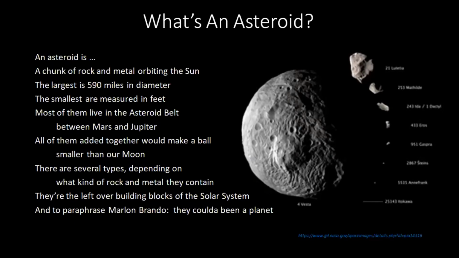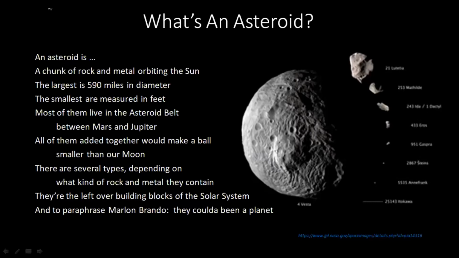Now, most asteroids live in the asteroid belt between Mars and Jupiter, and we'll talk a little later on about why that happened. And they're very small. All of them added together would make a ball smaller than our moon. There are different types. We'll talk about that very briefly, depending on what kind of rock and metal they're made up of. And functionally, they're the leftover building blocks of the solar system. If Marlon Brando were talking about them, he would probably say, and they could have been a planet.